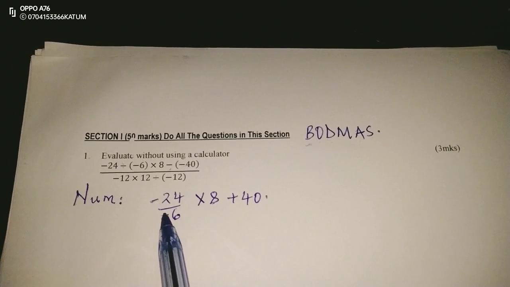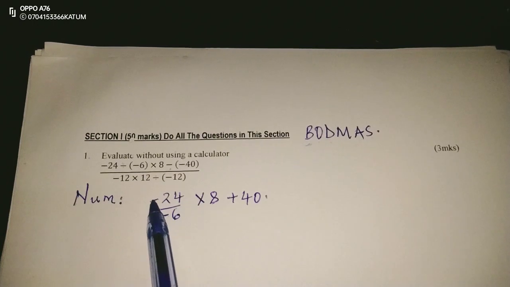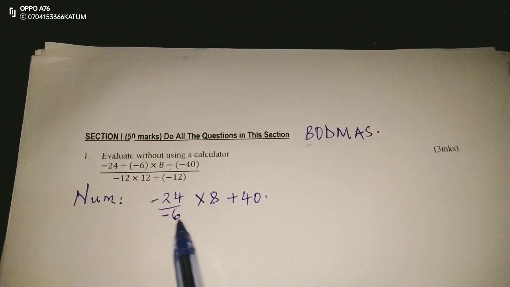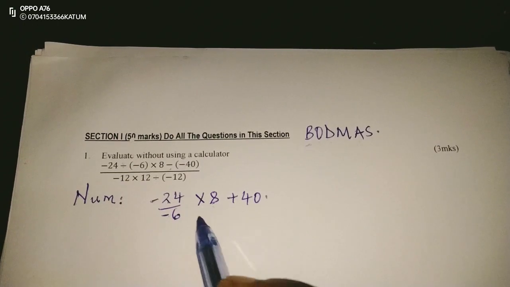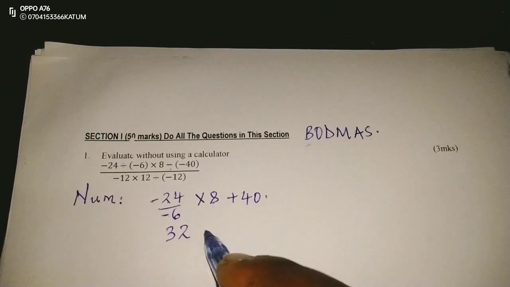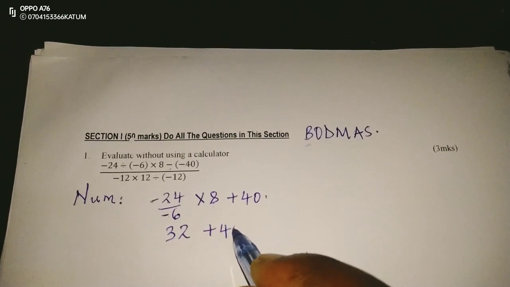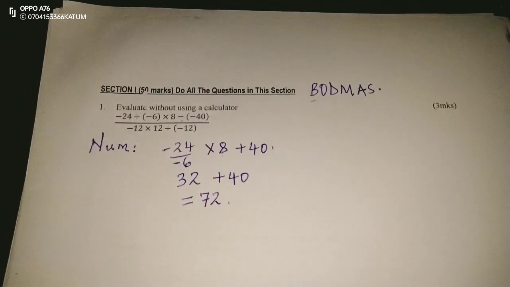When I divide negative by negative, the effect cancels, and this becomes positive 4. Therefore, 4 multiplied by 8 becomes 32. Then I add 40. This will be 72. That is from the numerator.